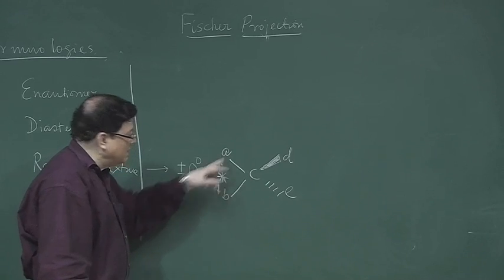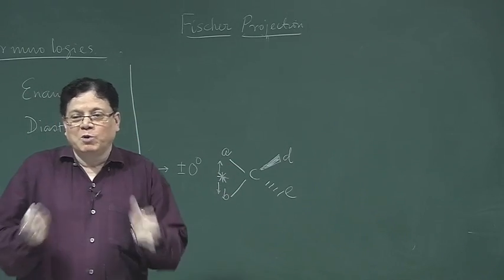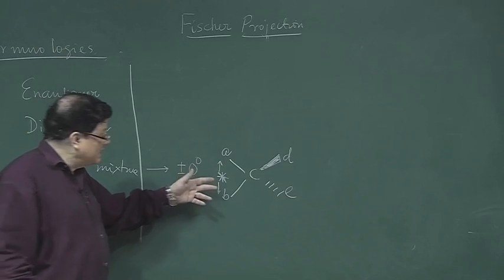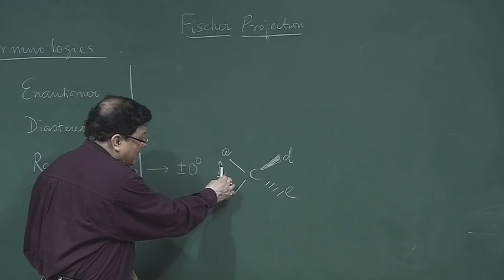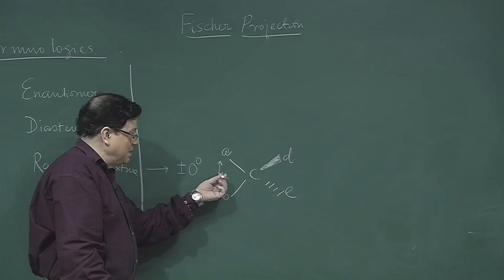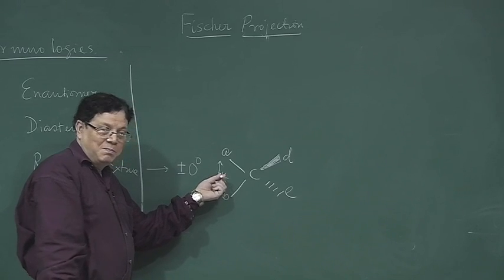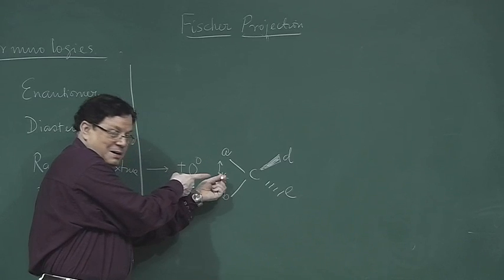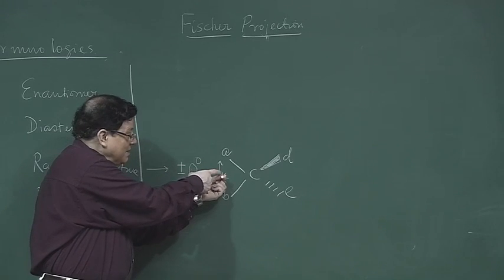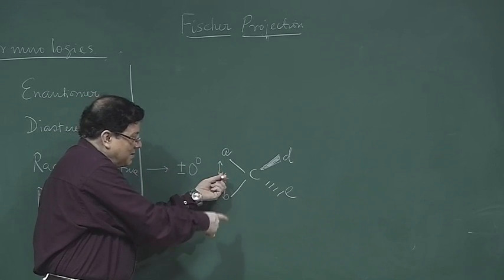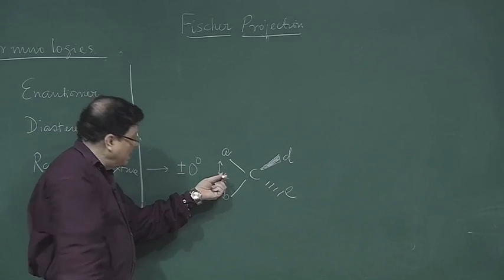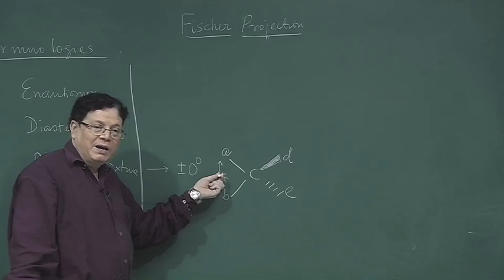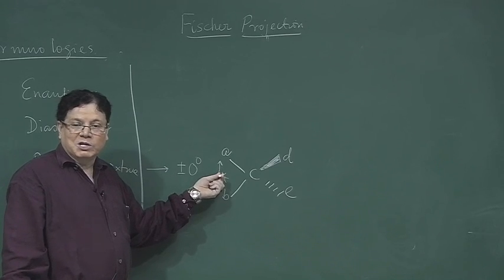These two bonds A and B are now projected towards him, because he is standing here. Again, I repeat, he is not standing like this, he is standing perpendicular to the plane of the board. His head is here, his leg is below the plane of this ring, and his left hand will be here and his right hand in this direction. The interesting point is that he is now satisfying the condition of the Fischer projection.